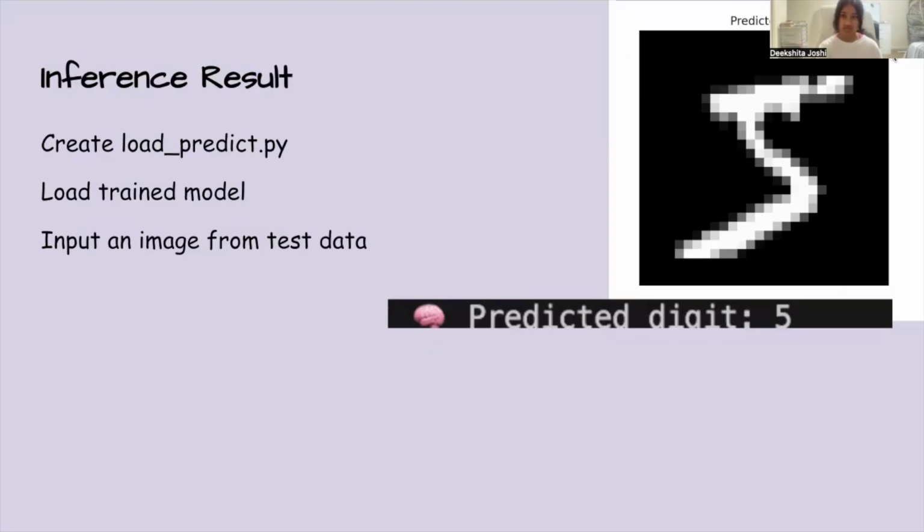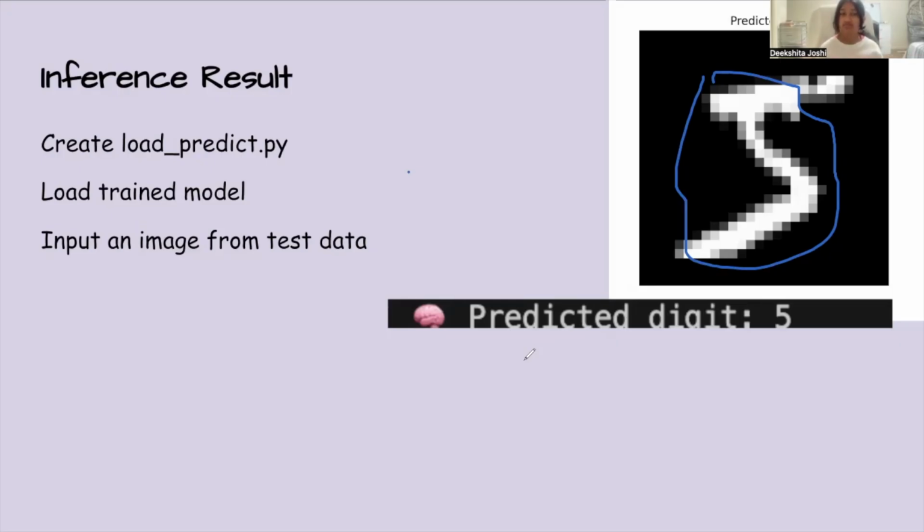Okay, now let's look at the inference results. So I created the load_and_predict.py. That was the name of my file in the terminal. And I inputted this image right here. It's a 5. So I gave it this 5 as my testing image. All right, but we also gave a 5 in training. So how are they different images?